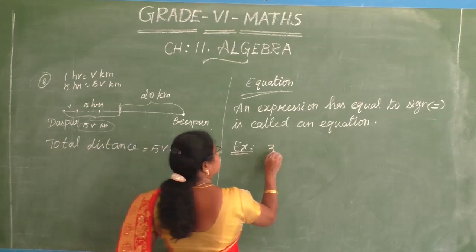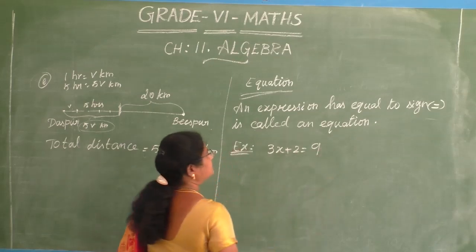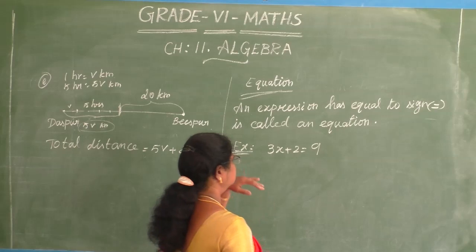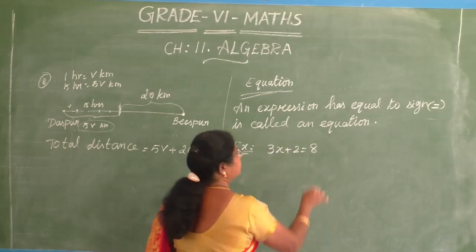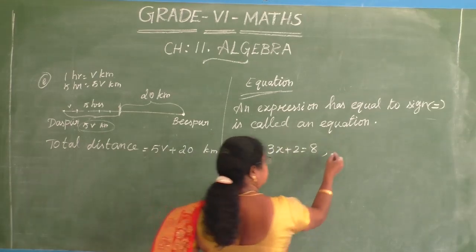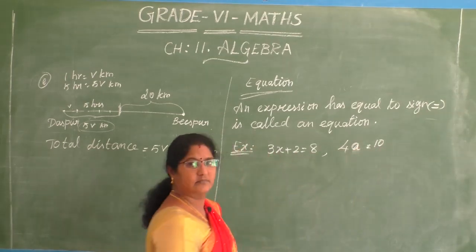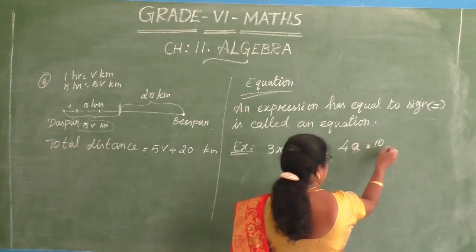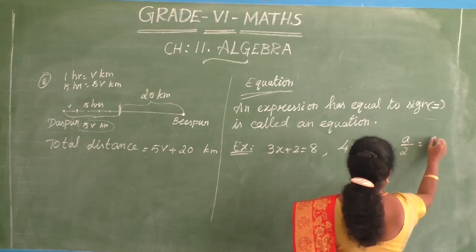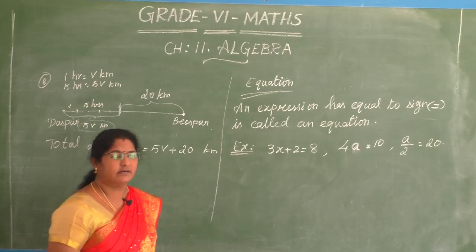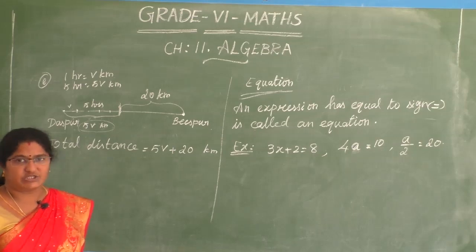Example: 3x plus 2 equal to 8. Okay, 3x plus 2 equal to 8. 4a equal to 10. Then a by 2 equal to 20. Likewise, if some expression has an equal to sign, it is called an equation.